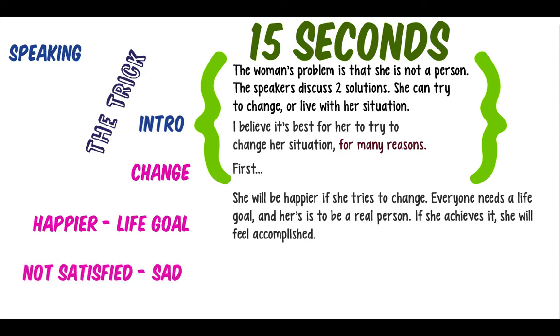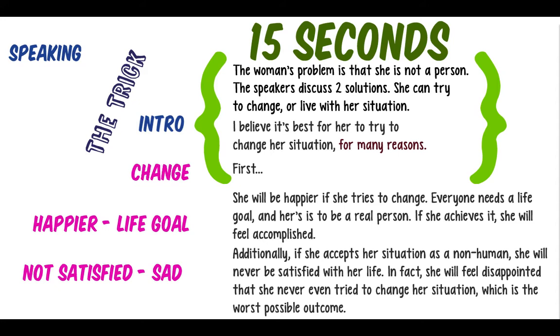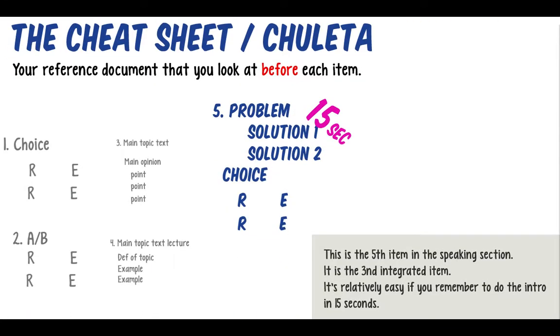Not satisfied, sad. This is going to be a negative reason example about the other choice. Additionally, if she accepts her situation as a non-human, this was the other solution, she will never be satisfied with her life. In fact, she will feel disappointed that she never even tried to change her situation, which is the worst possible outcome. So again, using a positive reason for the choice that I used and a negative reason for the one that I did not. Okay, that's what this item looks like.